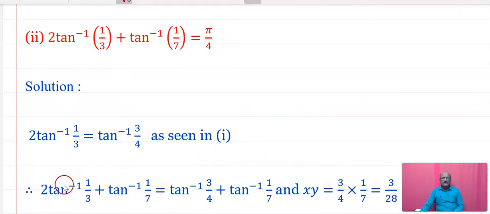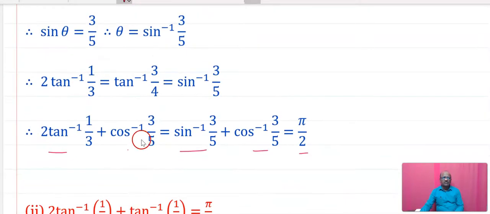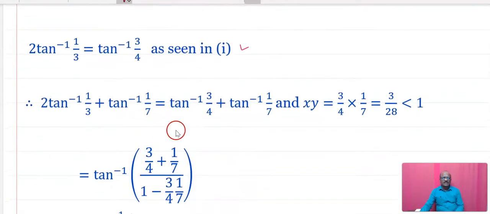Now the next problem: 2 times tan inverse of 1 by 3 plus tan inverse of 1 by 7 is equal to pi by 4. 2 times tan inverse of 1 by 3 is equal to tan inverse of 3 by 4, that we have seen in our example. And therefore 2 times tan inverse of 1 by 3 plus tan inverse of 1 by 7 is equal to tan inverse of 3 by 4 plus tan inverse of 1 by 7.